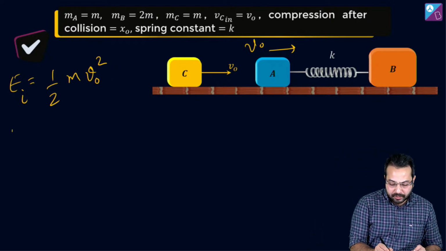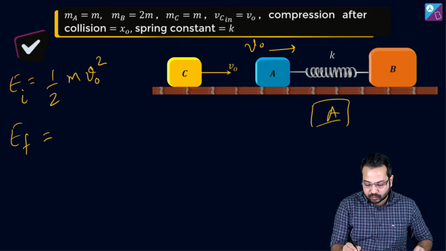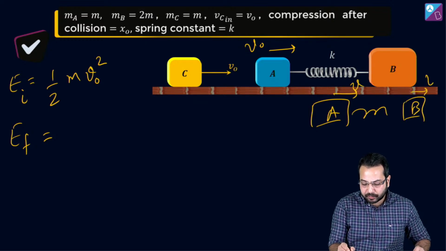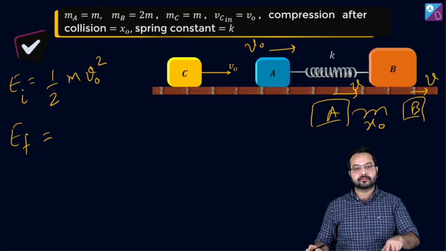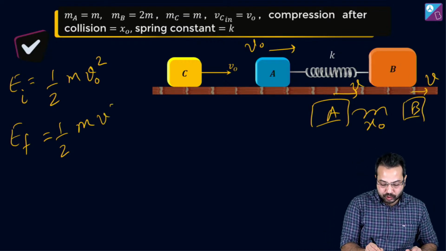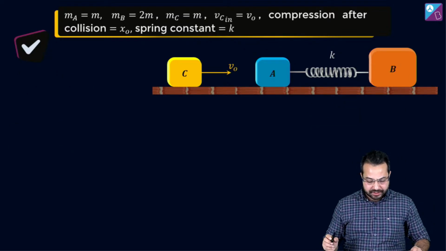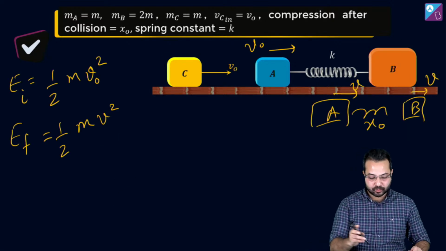Okay, what about the final mechanical energy? So finally what is the situation? The final situation is that block A is also moving with v, block B is also moving with v, and the compression of the spring is x0. Okay, so this becomes half m into v square. We have already calculated, what is the value of v? v0 by 3. Okay, so we are going to directly substitute that.